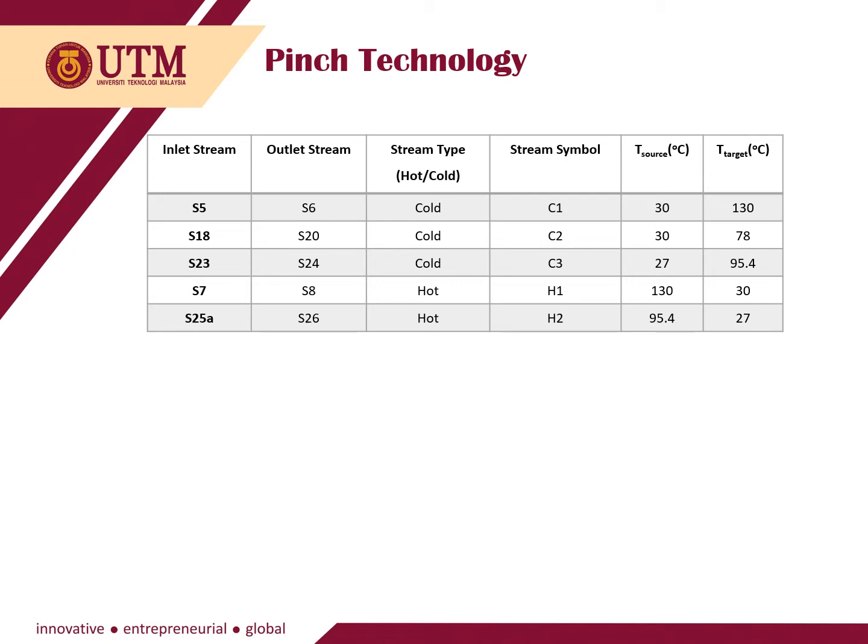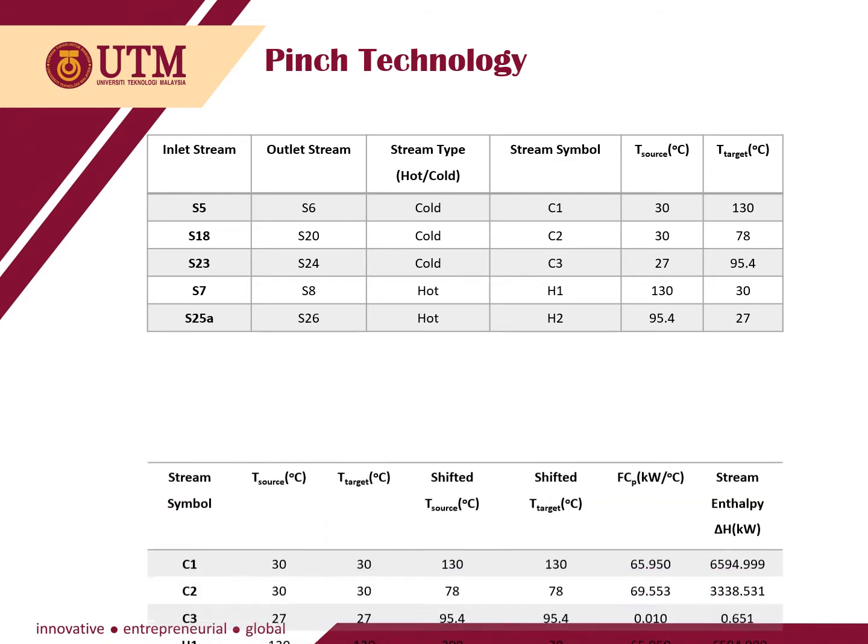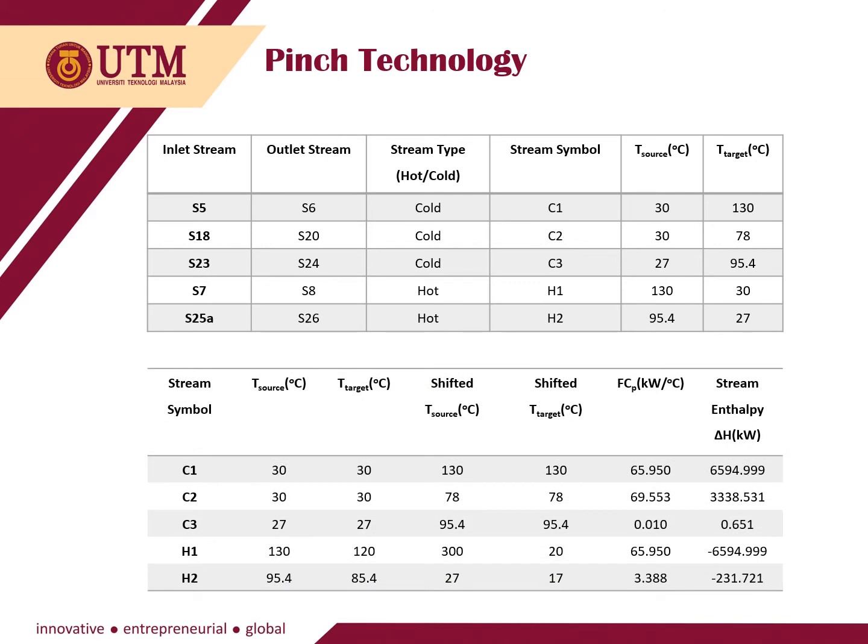After we get this data, we have decided to use 10 degrees Celsius as the minimum temperature difference. Then this table shows the new data after we minus it with the 10 degrees Celsius. For the cold streams, we didn't need to minus 10 degrees Celsius, but for the hot stream we need to minus it with 10 degrees Celsius. Then the new data after we minus it with 10 degrees Celsius will be multiplied with FCP to get the new stream enthalpy.